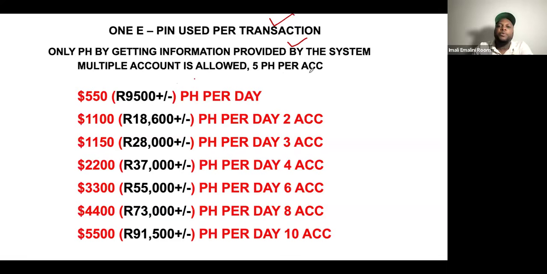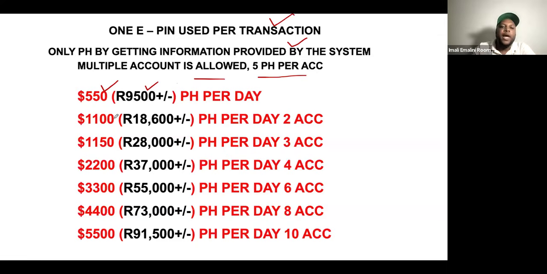Now you can go for multiple accounts. You can PH 5 times a day. And of course, if you go for the minimum, let's say that is $550, that means inclusive of e-pins. Therefore, you can go, that is plus or minus in rands, this is exactly 9,500.